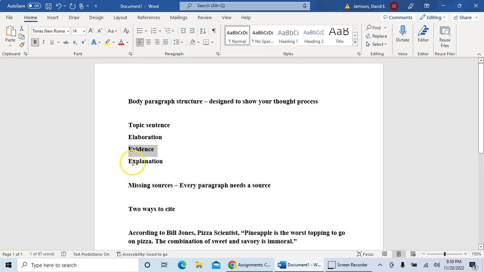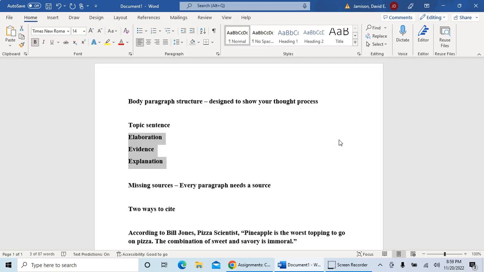And then more explanation in your own words to unpack whatever your evidence said and wrap up your paragraph. You need all of these parts in there. All of these things, the elaboration, explanation, and evidence, you can have multiple parts of those. You can have lots of evidence. But these are the components that every paragraph needs, because this is showing your thought process. This is showing that you've learned something. If you can put something in your own words, it means you've learned it. And if you can back it up with evidence, it means that what you're saying is based on something. So that's what this is all designed for.